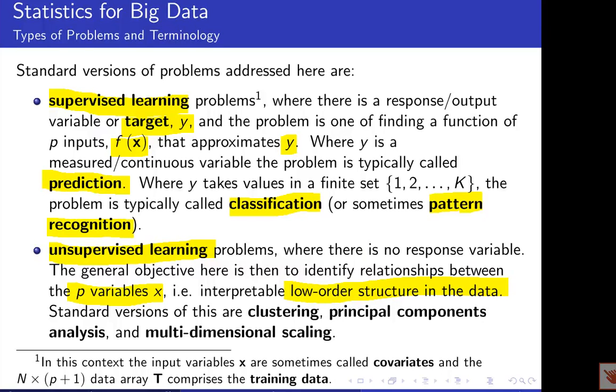In supervised learning contexts, we will typically call the n by p plus 1 data array the set of training data, and I'll typically use T to stand for that set of training data.